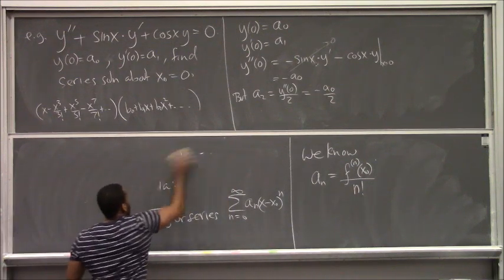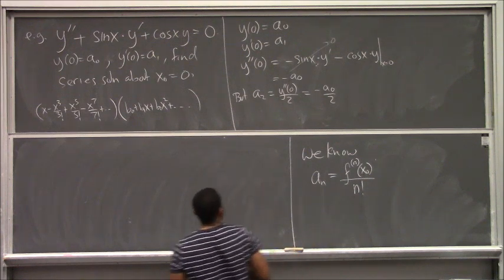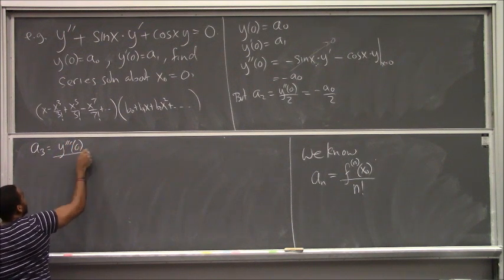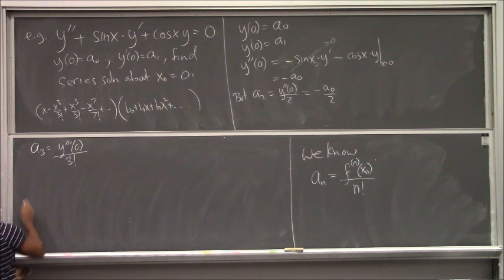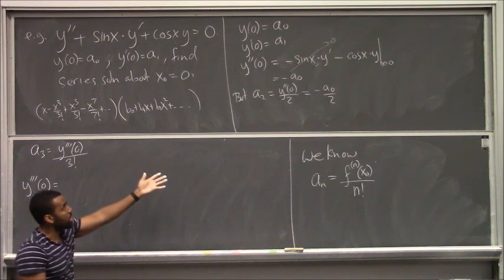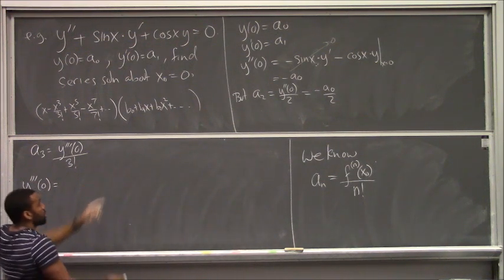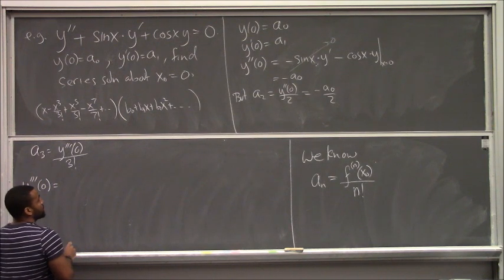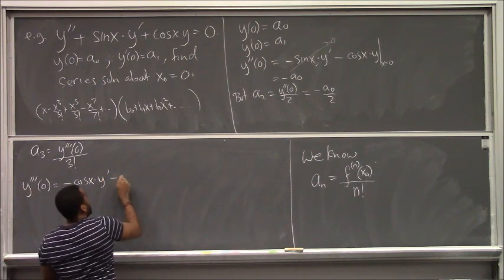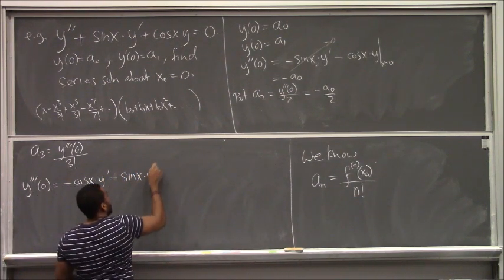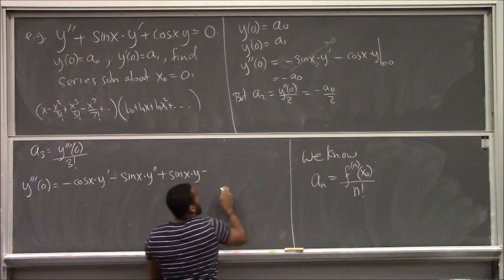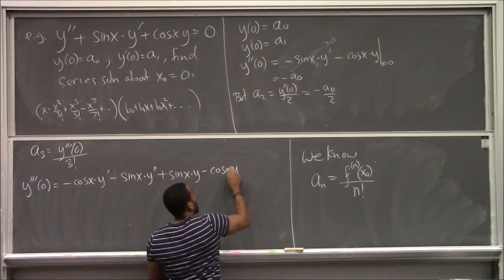So if I wanted to find a sub 3, I know that a3 is going to be equal to y triple prime evaluated at 0 over 3 factorial. But what is y triple prime? I'm just going to differentiate this. Now this is just regular calc 1 derivatives. Product rule here. So the derivative of sine x is cosine x times y prime minus sine x times y double prime, plus sine of x times y minus cosine of x times y prime.